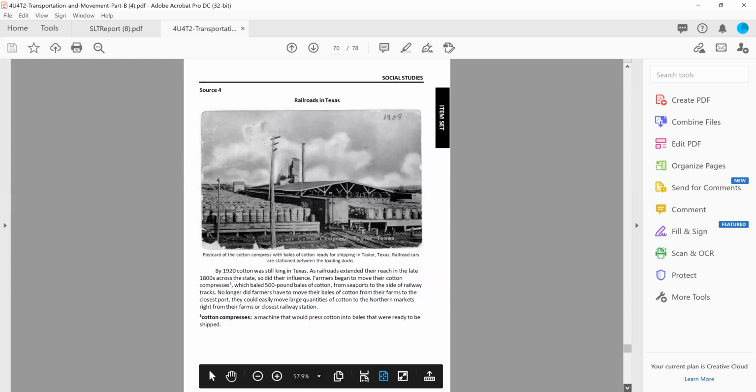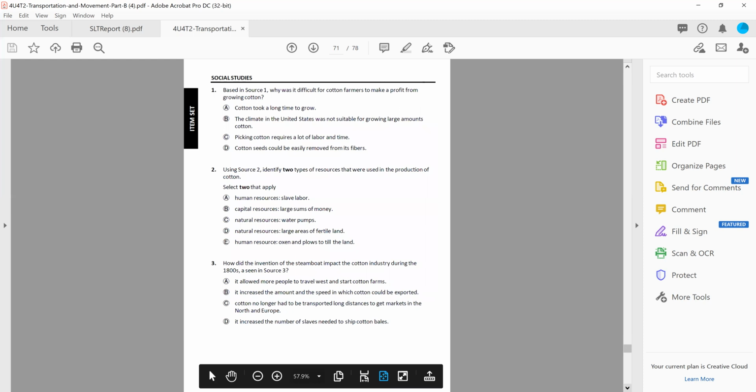so going down to question 3, how did the invention of the steamboat impact the cotton industry during the 1800s as seen in source 3? A, it allowed more people to travel west and start cotton farms. B, it increased the amount and speed in which cotton could be exported. C, cotton no longer had to be transported long distances to get to markets in the North and Europe. Or D, it increased the number of slaves needed to ship cotton bales.